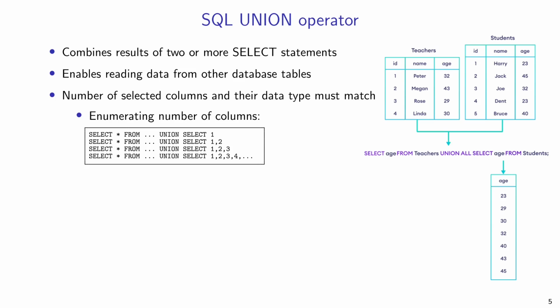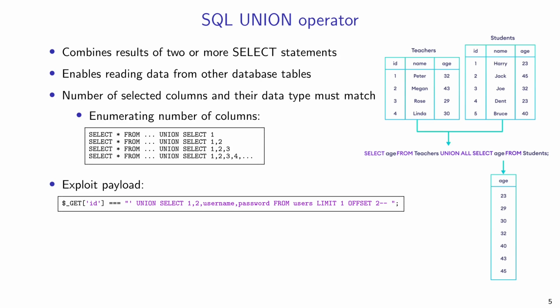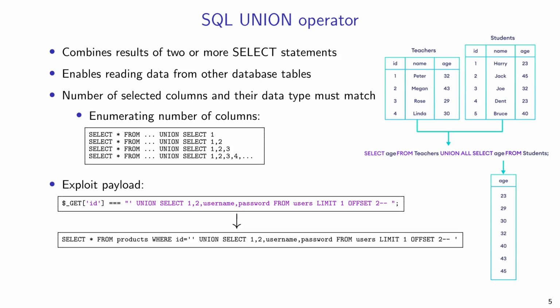In some cases, we would also need to guess the correct data type. To do that, we can replace these constants with a constant of the corresponding data type that we want to test. Once we have determined the number of columns and their data types, we can try to use union select to retrieve data from other database tables. Here's an example exploit payload that we might try to use. And this is how the resulting query sent to the database server would look.